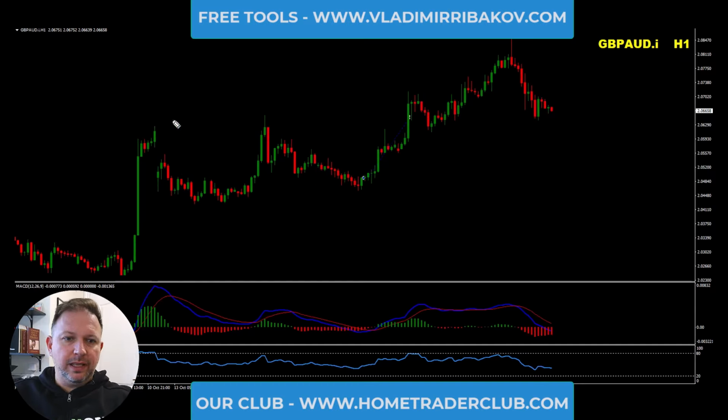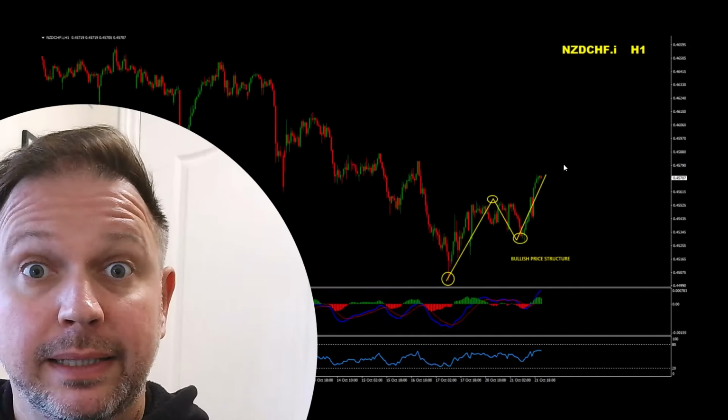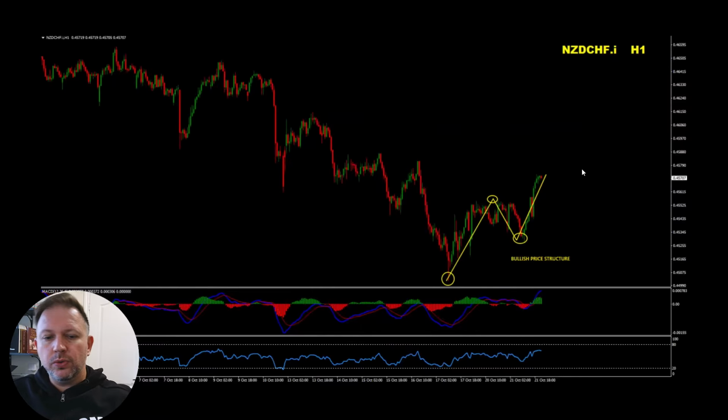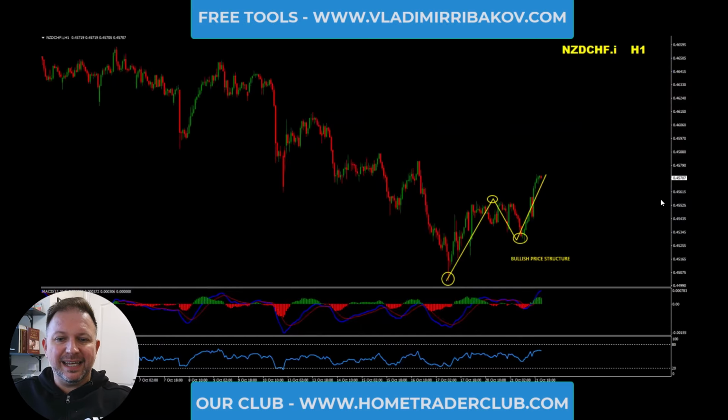As per the target levels, I always am good with the previous highs, of course, even though it continued higher, but for me it was more than enough, as this was a short-term trade. Next trade I want to explain was the New Zealand franc, a classical buy, short term.